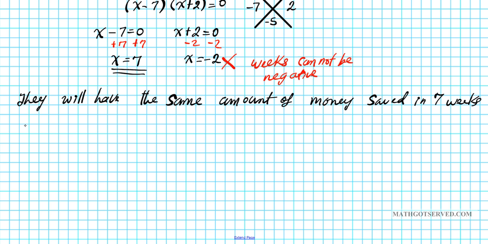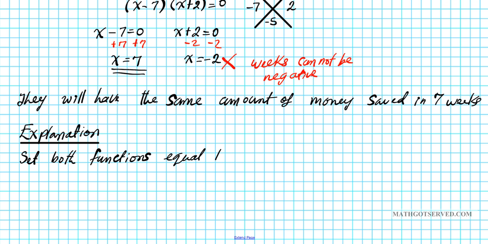Now, the second part, which is really important, if you want to get full credit, you have to explain how you arrived at your answer. Okay, so let's go ahead and explain how we came up with our answer. First of all, to arrive at the quadratic equation, we set both functions equal to each other, since we are looking for the x value that yields the same amount.